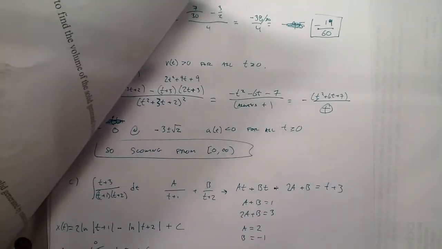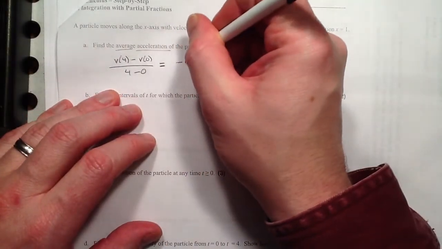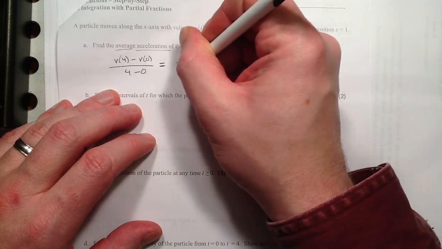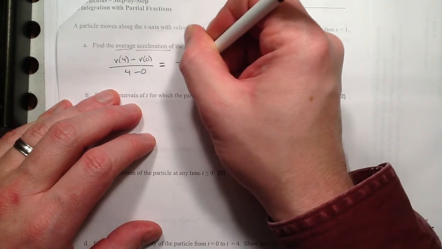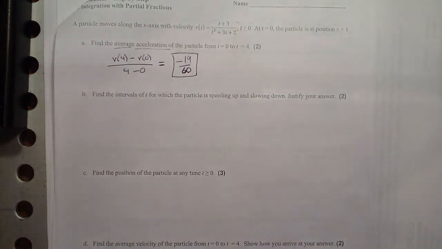7 over 30 minus 3/2 all over 4. Anyway, it all simplifies to minus 19 over 60, which is my lucky number, just coincidentally.